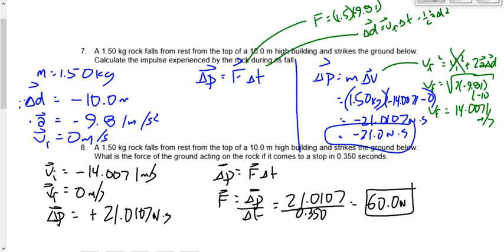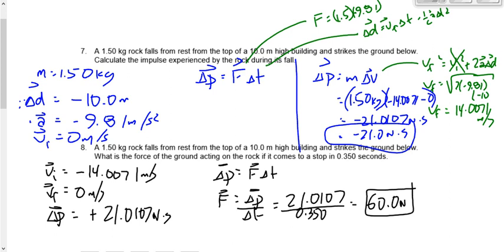Positive? Yeah, it should be positive. Rock is falling downward. How do you stop it? By applying a force upward to stop it. And upward force is a positive value, right? Yeah, that makes sense? Yeah.